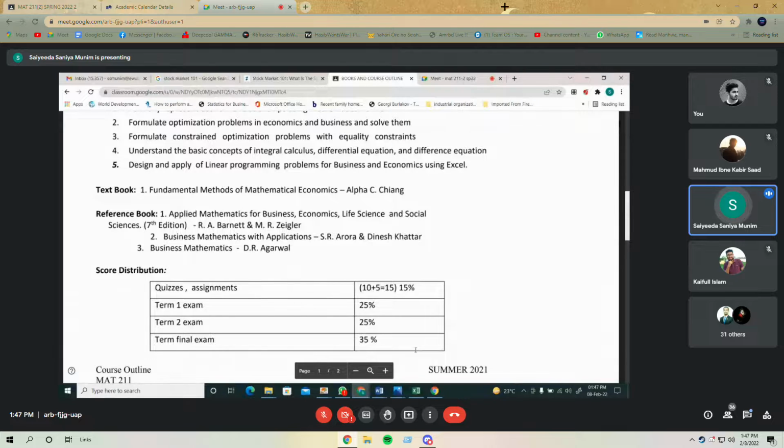Apart from the restriction that you cannot upload any missing page later on, I'm also assigning another rule: any 5 minutes of delay will cost you 1 mark. Suppose your exam finishes at 3, you should be done uploading by 3:10. If it is 3:15, you lose 1 mark. 3:20, you lose 2 marks, and so on. So it's important you finish the exam timely and upload it timely. You cannot waste any extra time.